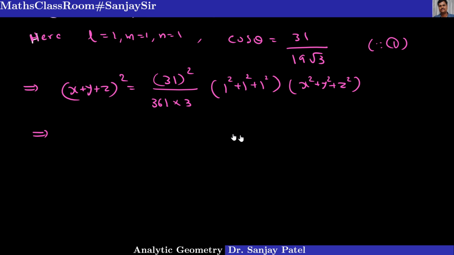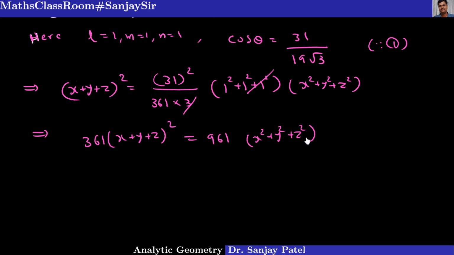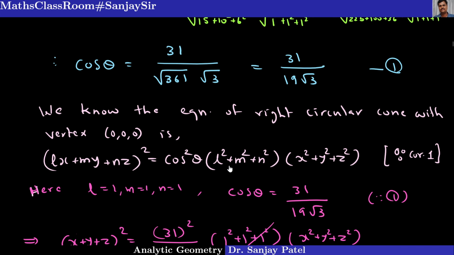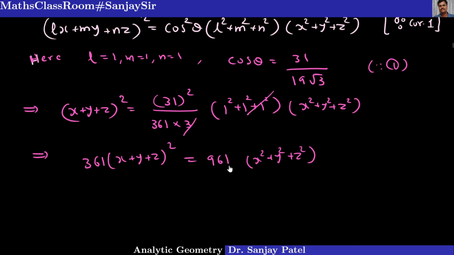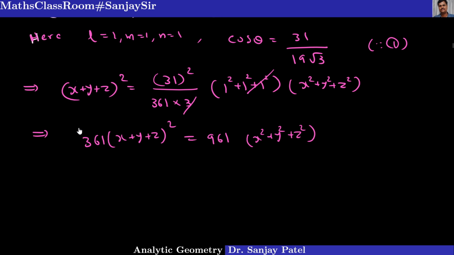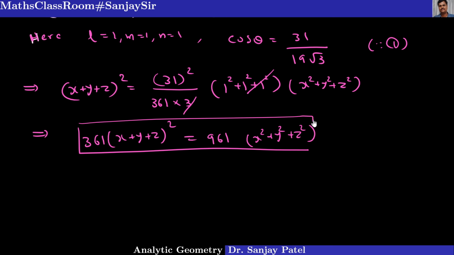What I have to do is find what is 31 square. So 31 square is 961. Okay, so this 3 and 3 will cut, and I will get 361 into (x plus y plus z) whole square is equal to 961 into (x square plus y square plus z square). Is that fine? Yes. So this is our final answer. This is the required equation of the right circular cone.